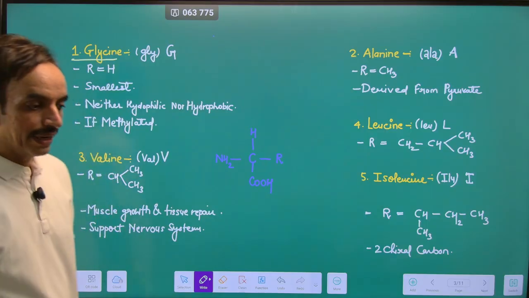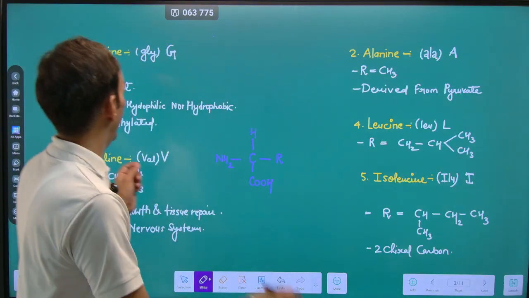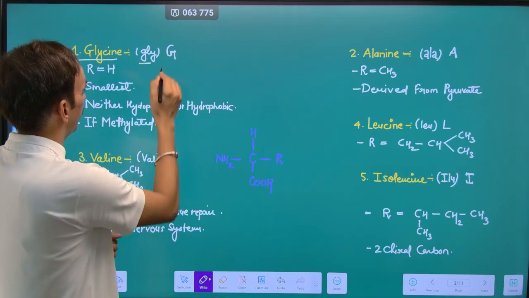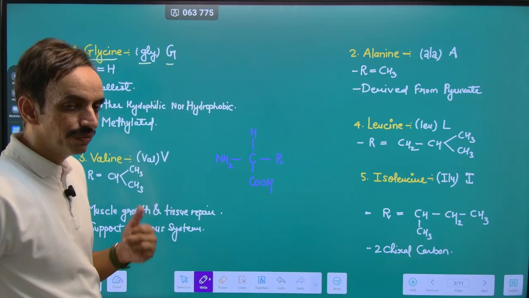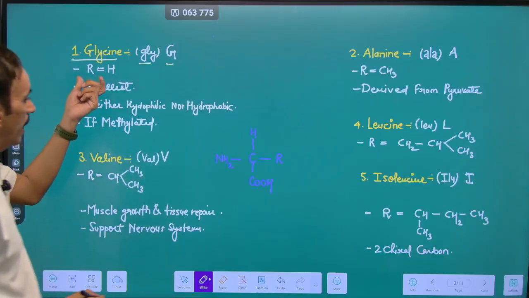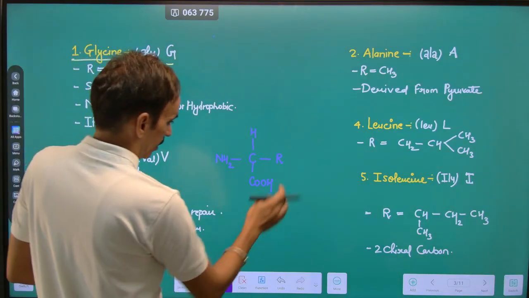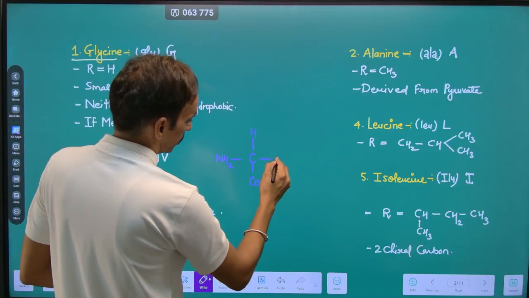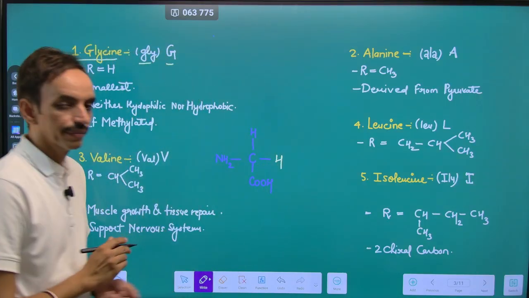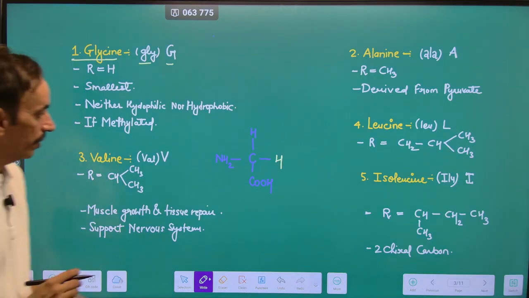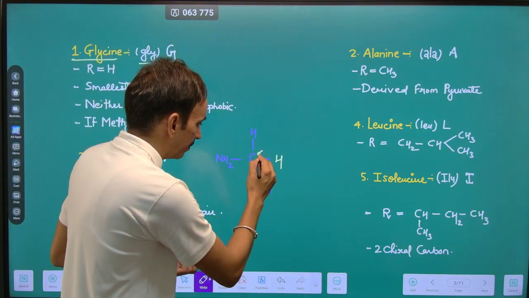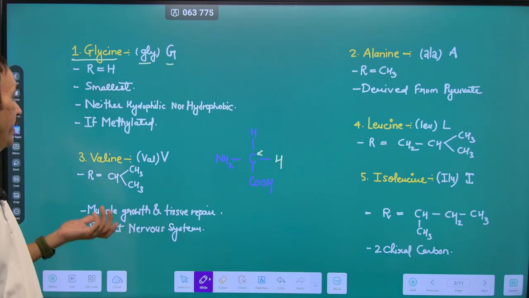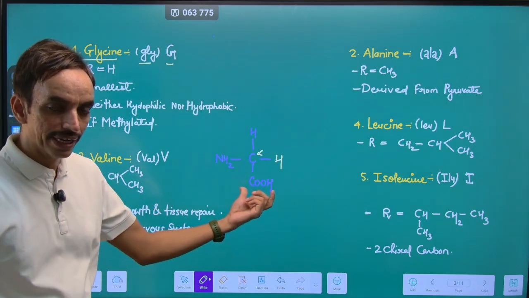glycine. Glycine is abbreviated as GLY and it is denoted by the alphabet G. As we already stated, here R equals H. If we put the value of R equals H, it will become glycine. Now, the alpha carbon is not a chiral carbon, so we can say glycine is optically inactive.